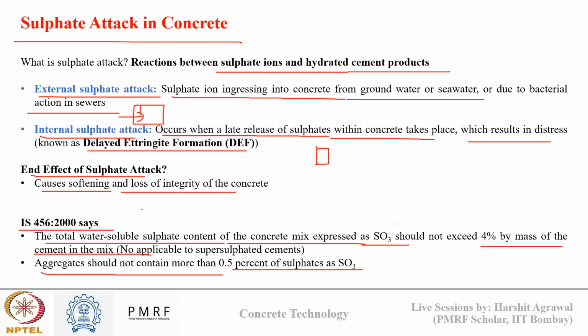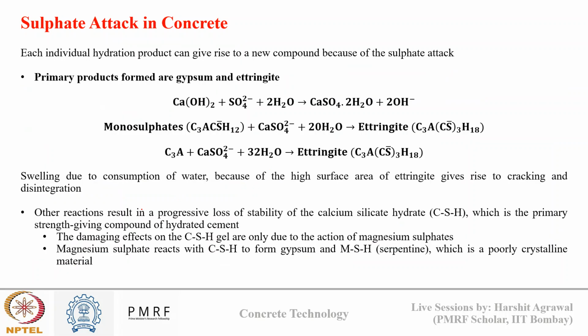Now, first, how external sulfate attack occurs. Basically, each hydration product can give rise to a new compound because of sulfate attack. The primary products that form due to sulfate attack are gypsum and ettringite.